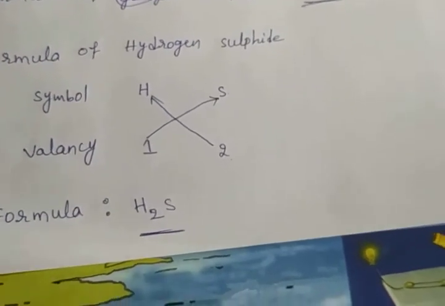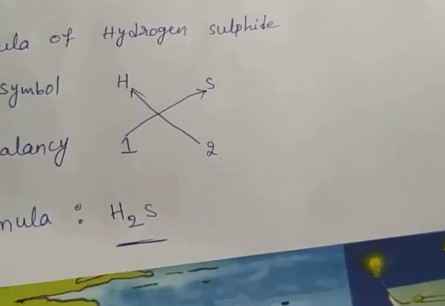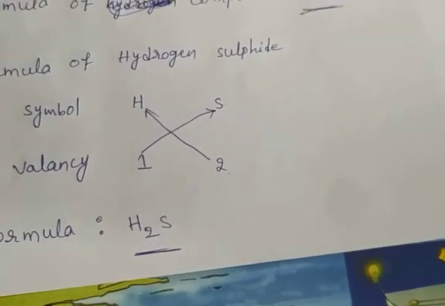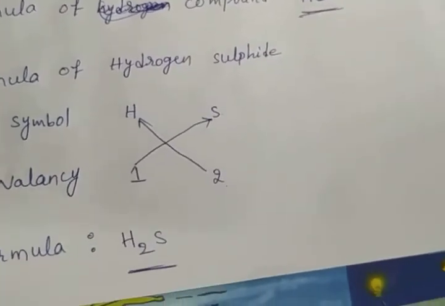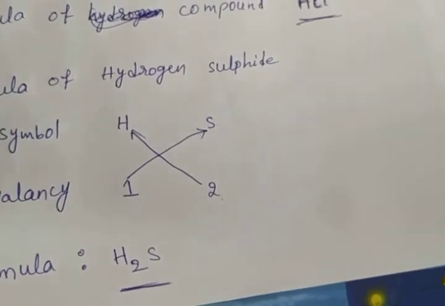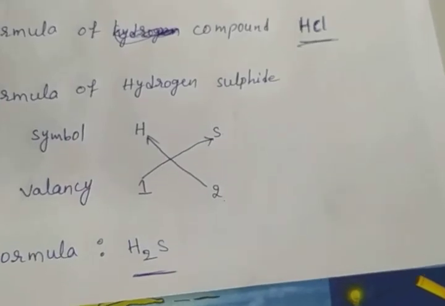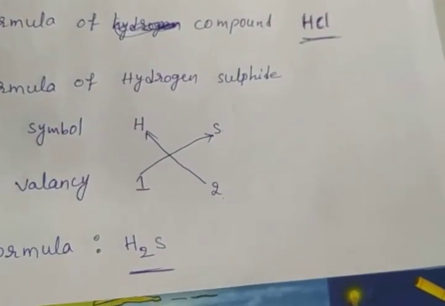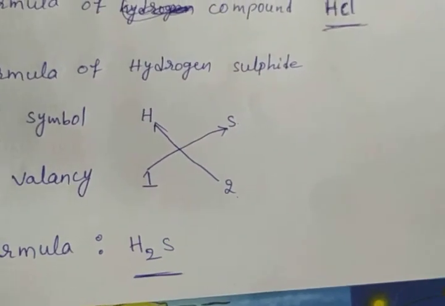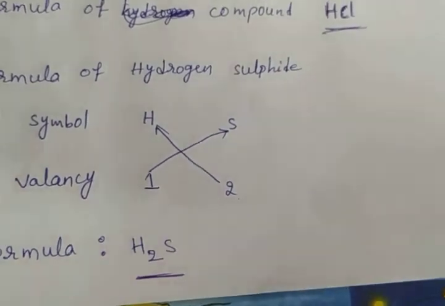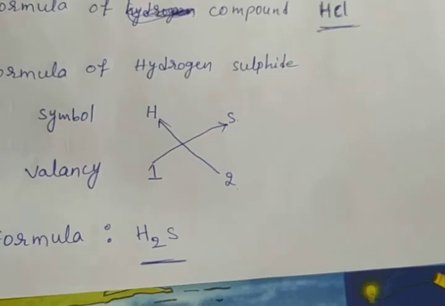Valency 3 is there, valency 4 is also there. Carbon valency 4, magnesium valency 2, aluminum valency 3. Different atoms and ions have different valencies. So this is about the crisscross method, or how to write the chemical formula of simple compounds.